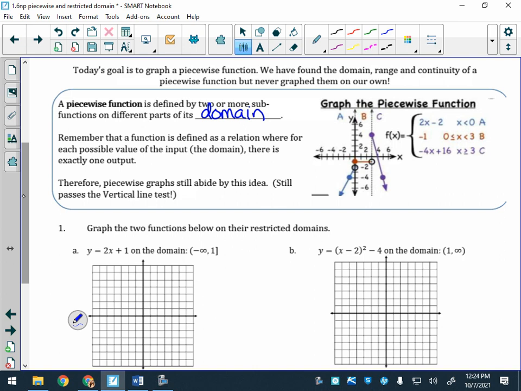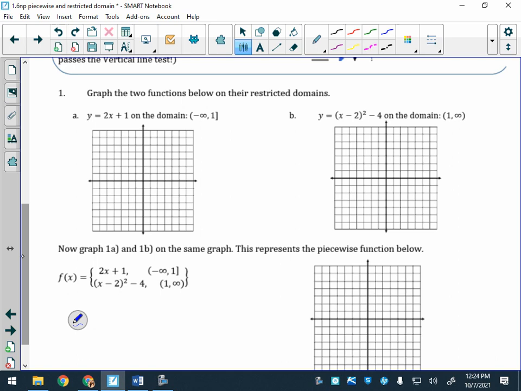No. So what I want you to do, for A and B, is graph them like we were just doing. A is a linear function, 2x plus 1, on the domain where x goes from negative infinity to 1, with a bracket. Then we have a quadratic. I want you to graph those two functions separately. Line first, quadratic second. Go ahead.